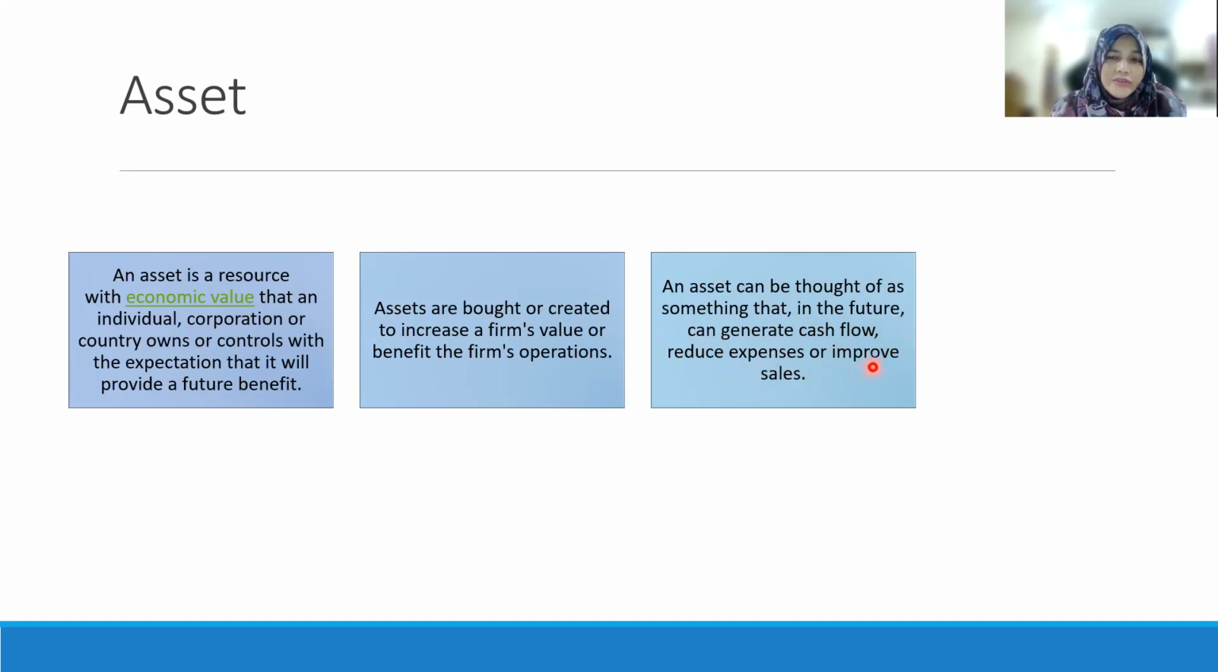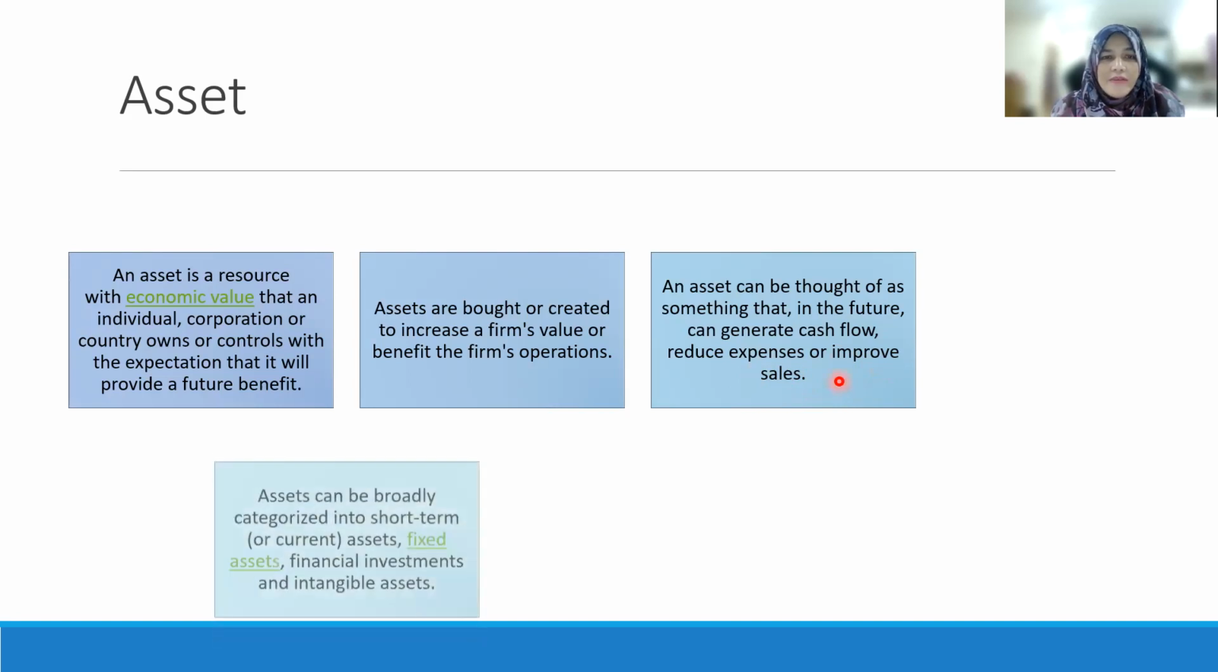And improve sales. So definitely, as I mentioned, if they have a building, they can start operating, they can start doing the sales. If they have machinery, they can start producing goods, so that they can improve the income or the sales of the company. So that's the benefit of having assets.